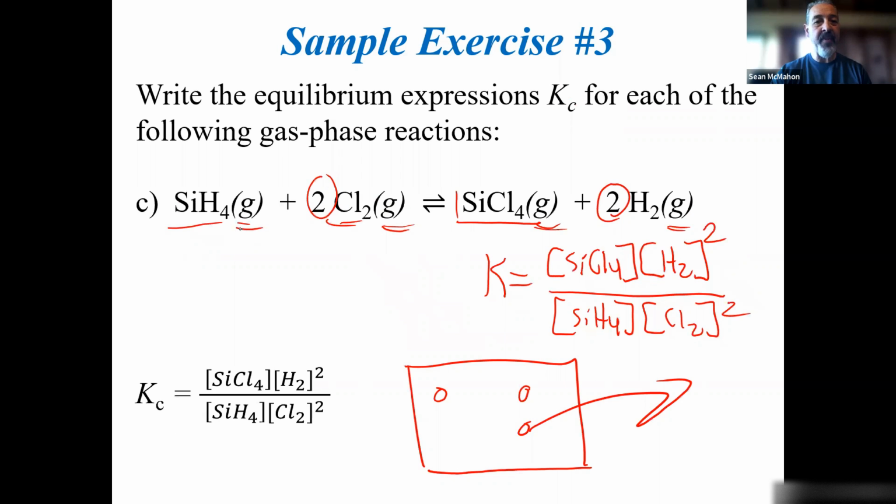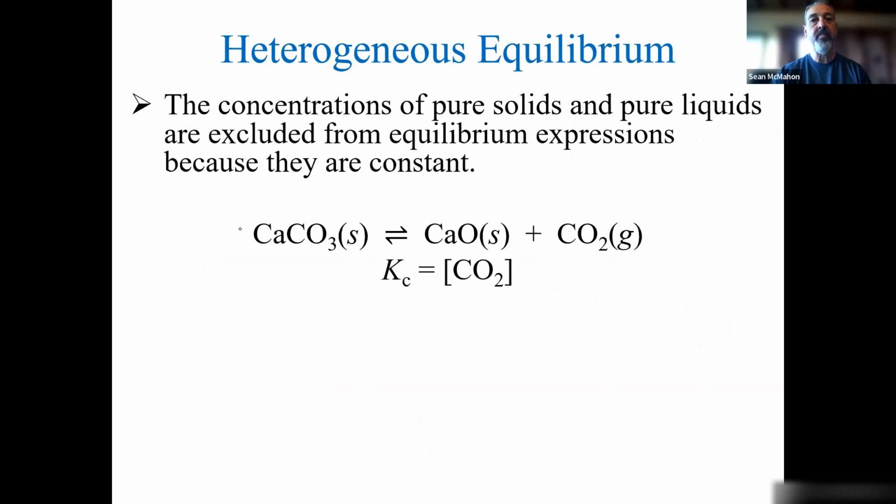Well, what happens if the phases aren't all the same? It's a little bit trickier, but it's okay. It's referred to as heterogeneous. Why heterogeneous? Because now I have more than one state of matter. In heterogeneous equilibrium, it's still products over reactants. We still put the coefficients as exponents. The difference is pure solids and pure liquids are not included in our equilibrium expression.